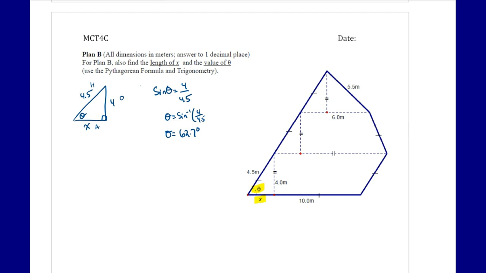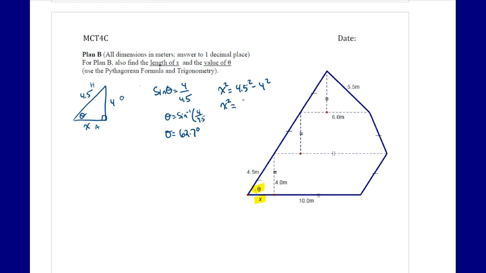For our missing side, we are going to use the Pythagorean theorem or Pythagorean formula. So it's usually a squared plus b squared equals c squared. The two legs added together and squared equal the hypotenuse squared. But because we're finding a leg, we're going to subtract our one leg from the hypotenuse. So x squared is going to equal 4.5 squared minus 4 squared.